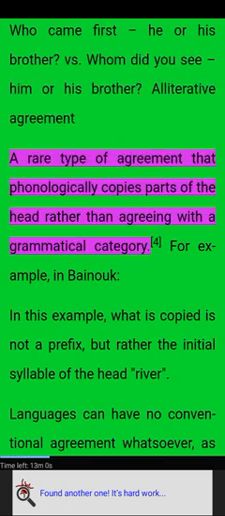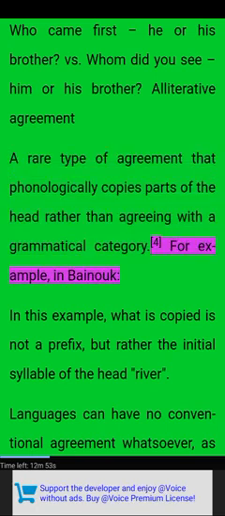Alliterative agreement. A rare type of agreement that phonologically copies parts of the head rather than agreeing with a grammatical category. For example, in Venoke. In this example, what is copied is not a prefix, but rather the initial syllable of the head, river.